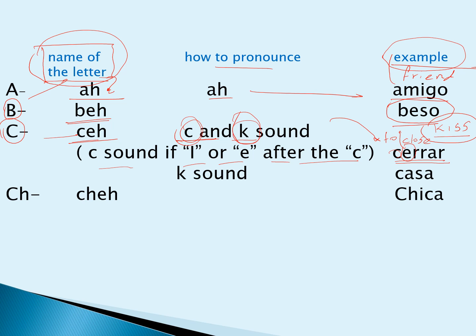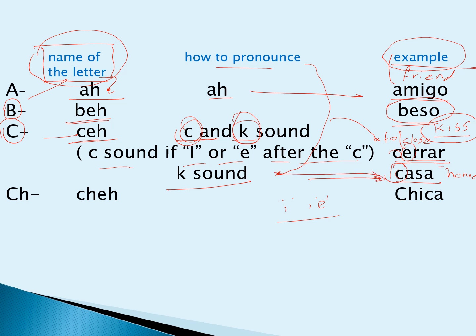And the K sound. Example, casa. Casa means home. Good. So it is pronounced as the K sound because after the letter C there is no I, O, E. So it sounds as the K sound. The example is casa. Casa means home.